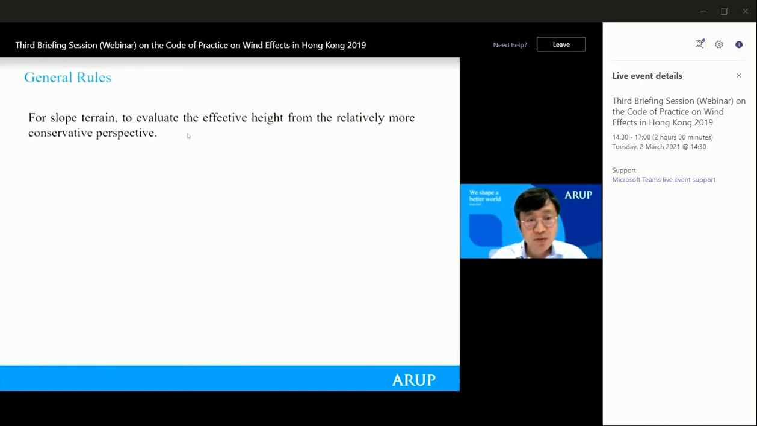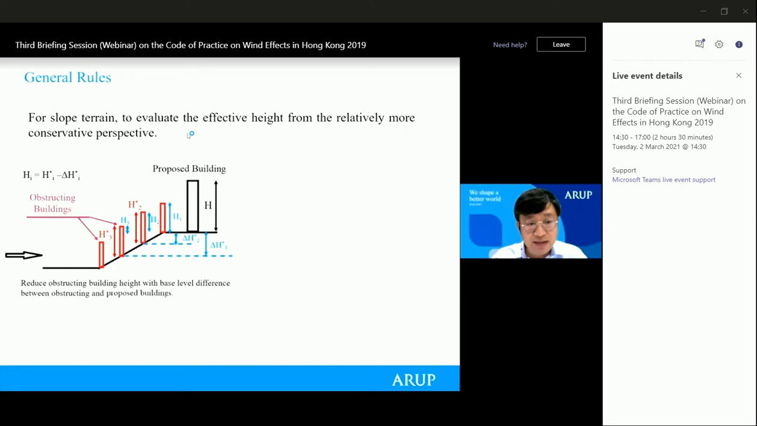Next are some specific rules on how to consider the sheltering effect in slope terrain conditions, because all the introduction before considered flat terrain. In the case of slope terrain, the evaluation of the sheltering effect shall be taken from a slightly more conservative perspective. To give an actual example, in front of the screen we can see a hill slope, and the black building is a target building.